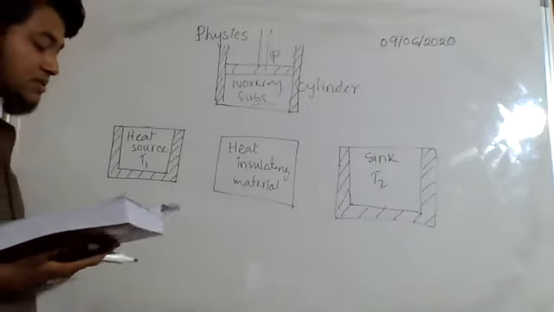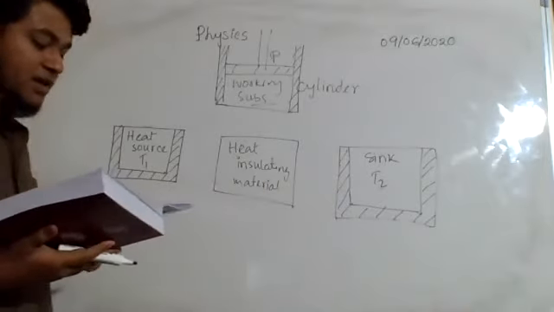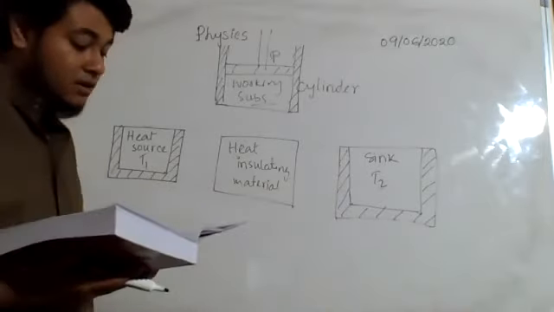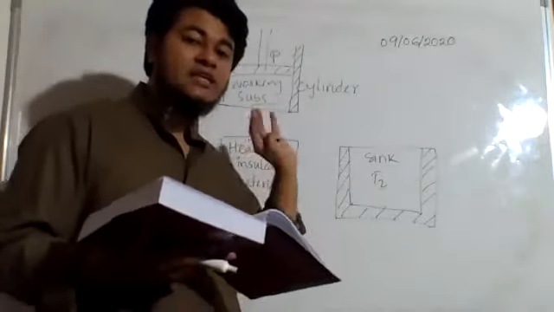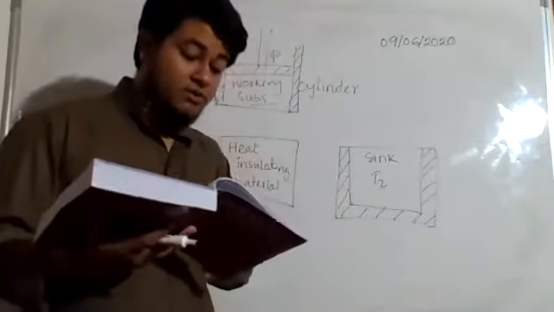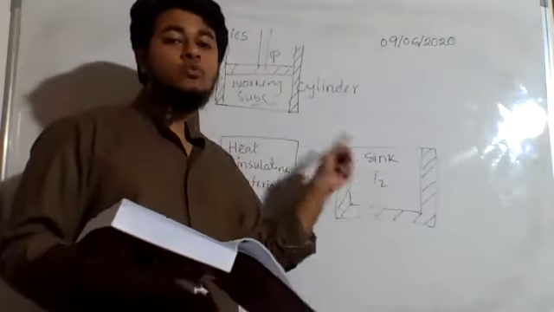Number three, the sink is a cold object. The sink is a cold object with very high thermal capacity, maintained at a lower temperature of T2. Any amount of heat can be rejected to it. I can give any amount of heat to it, but what will happen? Without changing its temperature, that means T2 will not change.